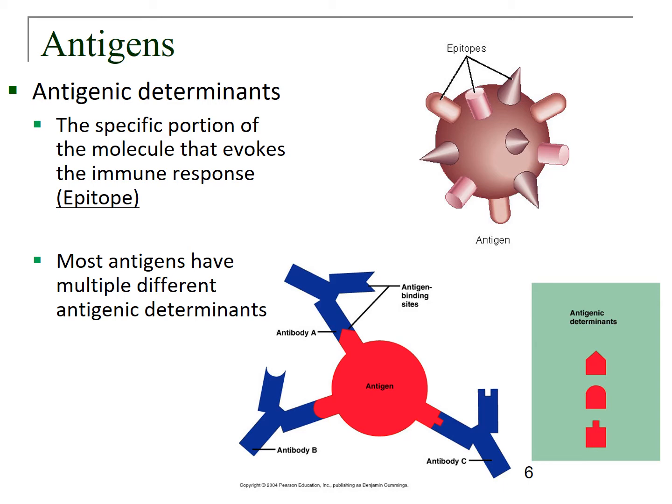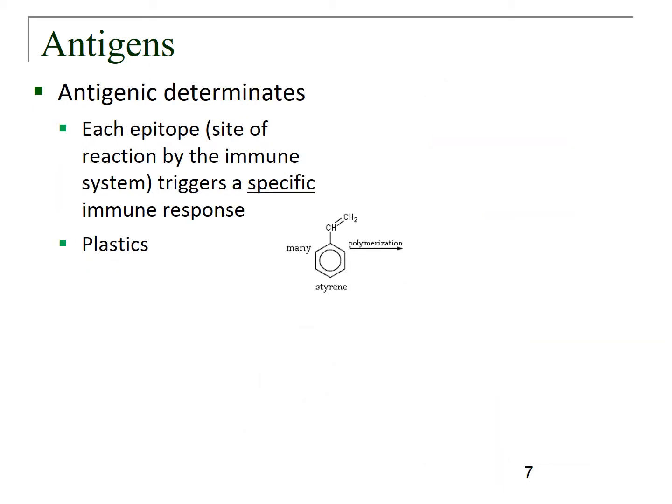So it's actually a pretty terrific thing for us that most antigens have multiple epitopes, because it allows us to respond to an antigen with multiple antibodies. As a result, our response is that much more thorough. So with an antigenic determinant, each epitope causes a specific immune response.